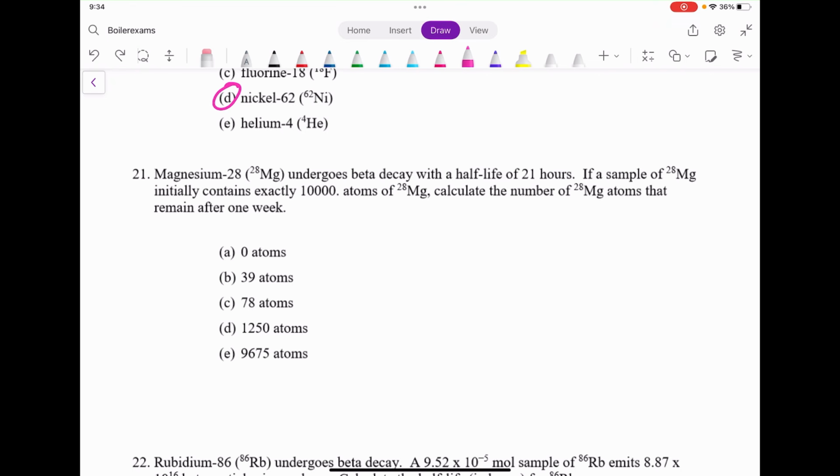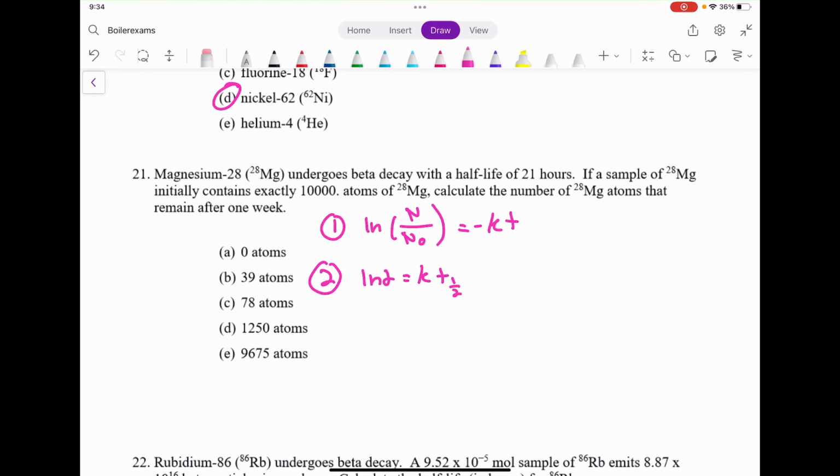Half-life problem. When we do half-life problems, we have two equations. We have that the natural log of the amount of atoms after some time divided by the initial amount of atoms. So this is the amount of atoms after some time t, and this is the initial amount, and that is equal to negative the rate constant k times the amount of time that we're undergoing. The second equation is the natural log of 2 equals the rate constant times the half-life.